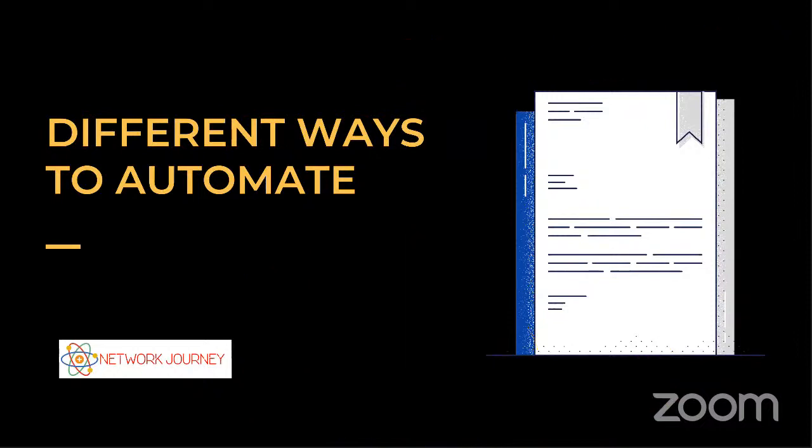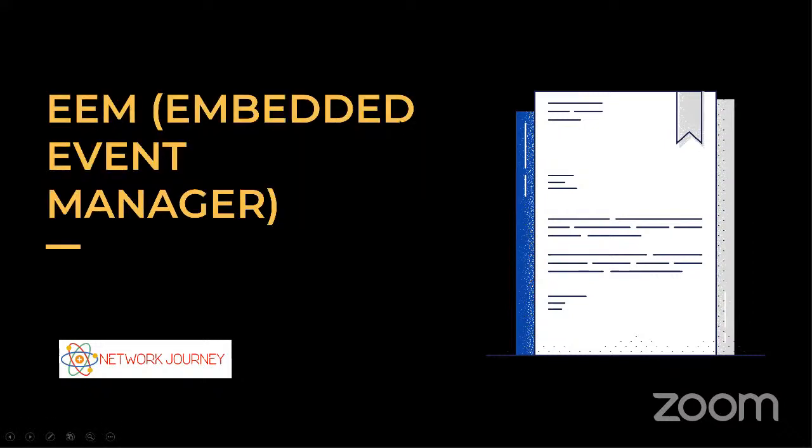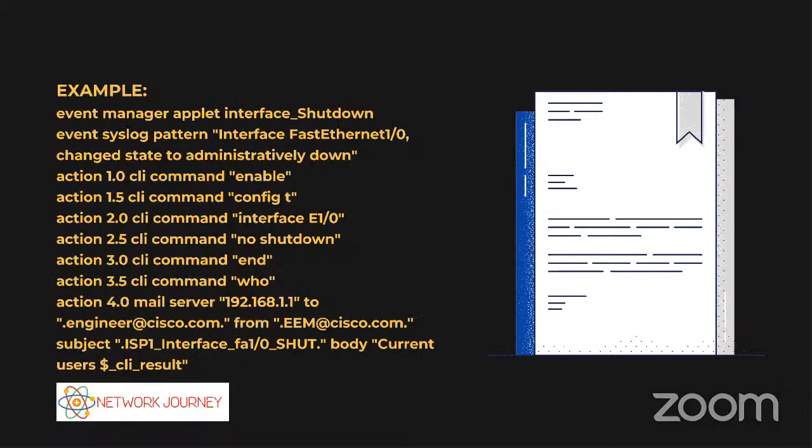So in the next few slides are just about the different ways. As I told you, the first method is embedded event manager. This is one dummy script which I have put so that I could show you. And the ask here was, if this interface goes down, then basically go to conf mode, enter into that interface, put a no shutdown, and then send an automated email.